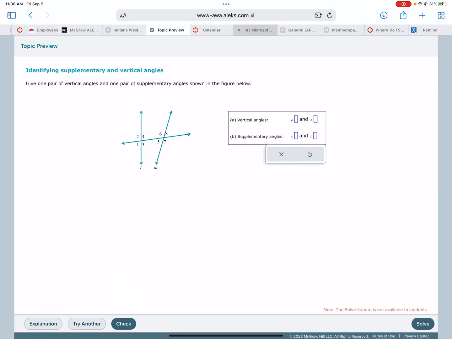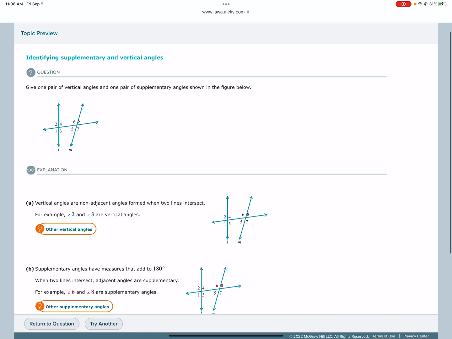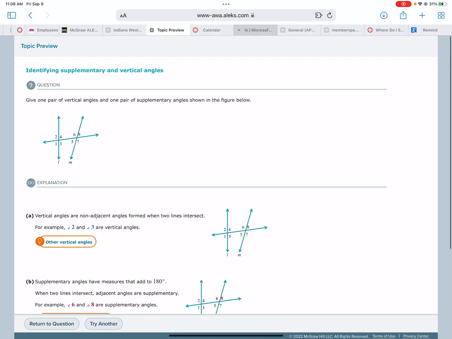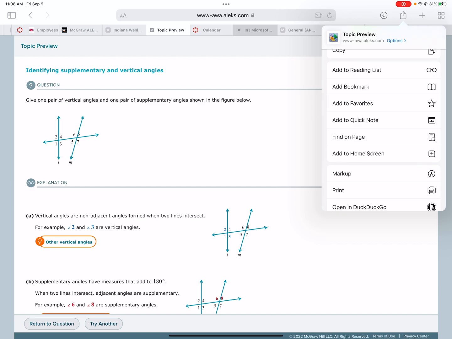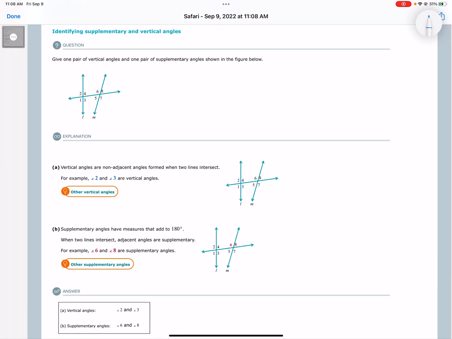Okay, this one talks about supplementary angles again, but it also talks about vertical angles. The definition of vertical angles is when you have a transversal that cuts through a pair of lines that don't touch. So let me show you. We have this pair of lines that don't touch right now. They're not touching at this point, so we're okay. And this here is going to be my transversal. A transversal is the one that cuts through both of the lines.